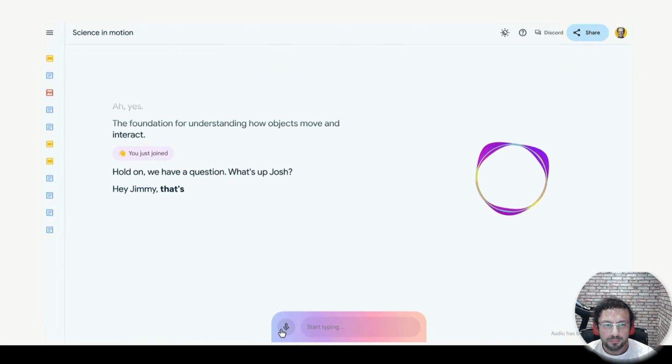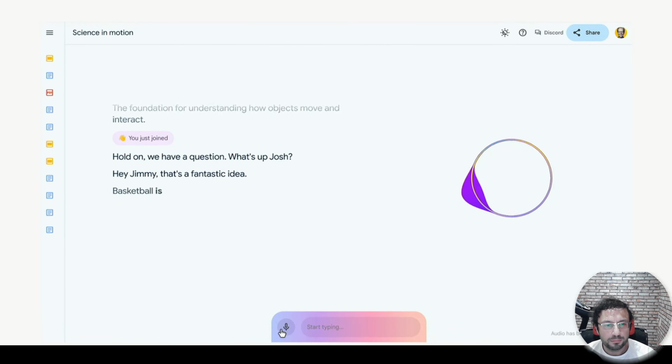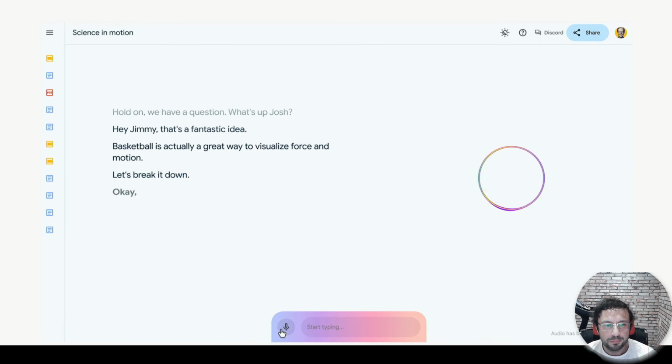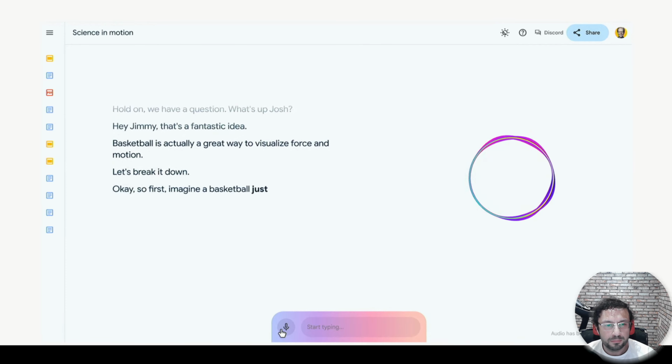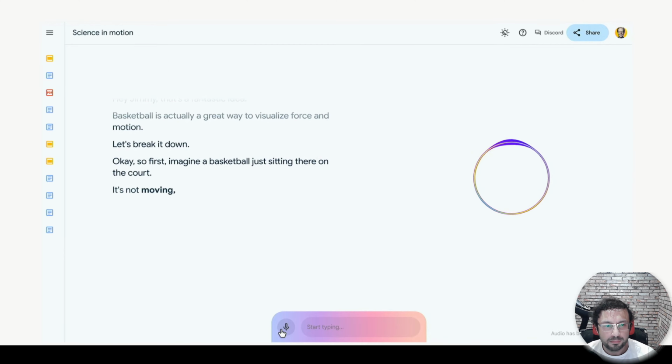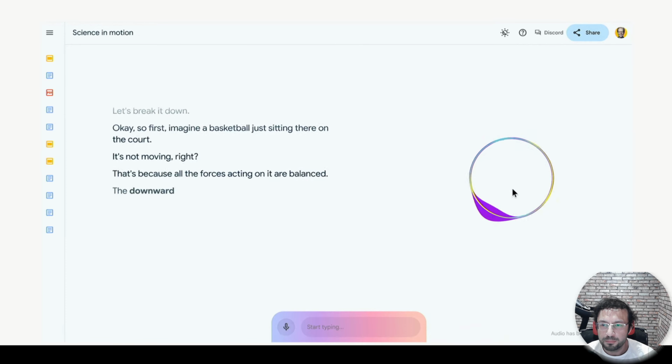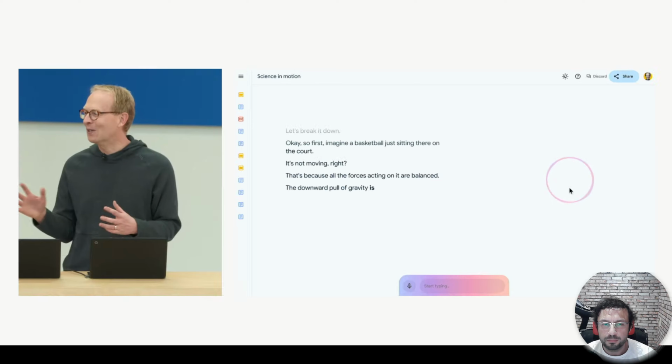Hey, Jimmy, that's a fantastic idea. Basketball is actually a great way to visualize force and motion. Let's break it down. Okay, so first, imagine a basketball just sitting there on the court. It's not moving, right? That's because all the forces acting on it are balanced. The downward pull of gravity. Pretty cool, right?